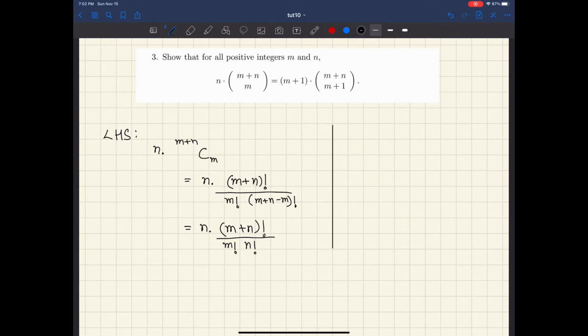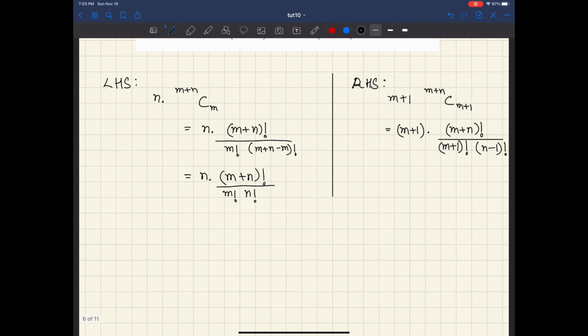Now, just to see what we need to solve up to, I'll simplify the right-hand side and see what it looks like. Use the formula for combinations here. This would give me (m plus 1) times (m plus n) factorial over (m plus 1) factorial multiplied by (m plus n minus (m plus 1)) factorial, which is (n minus 1) factorial.